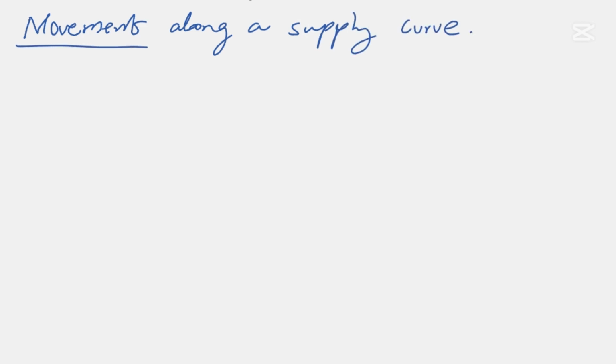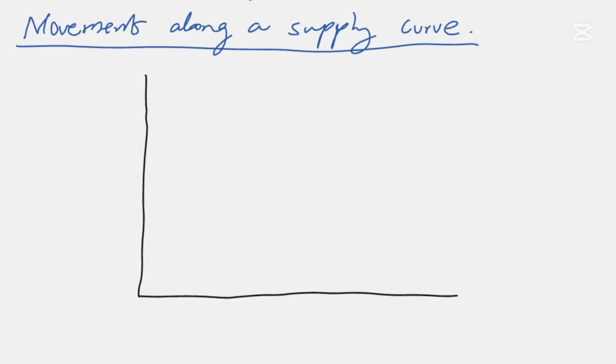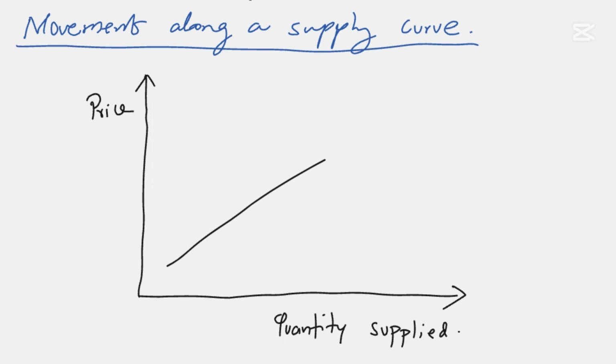Great. Now let's dive into the concept of movement along a supply curve. Here we want to mention that this movement, just like in demand, is caused by changes in the price of the commodity. So we have price against quantity supplied. Let's see how this movement can take place. That is a supply curve. We are labeling it as S.